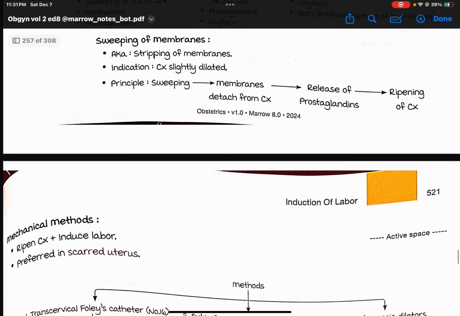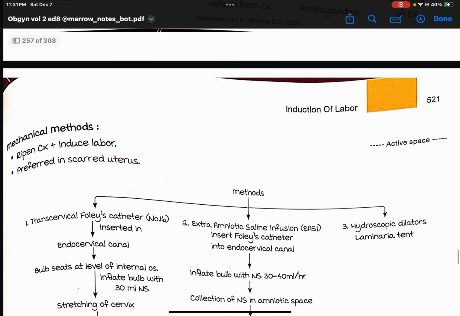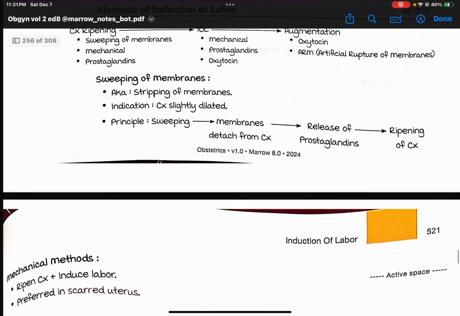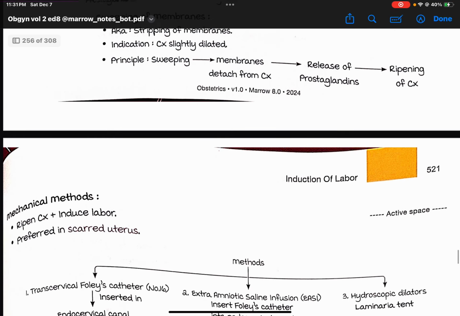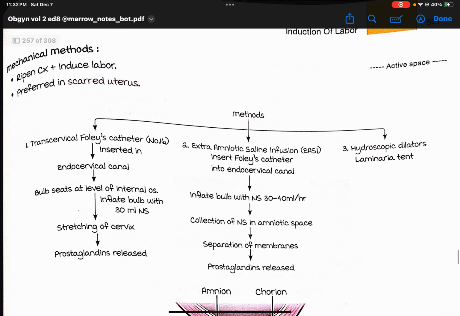So with this method, what we are doing is induction of labor. What we are doing is sweeping of membranes. The Foley's catheter number 16 is used; the endocervical bulb sits at the level of internal os, and the bulb is inflated with 30 ml NS, stretching the cervix, and prostaglandins are released.